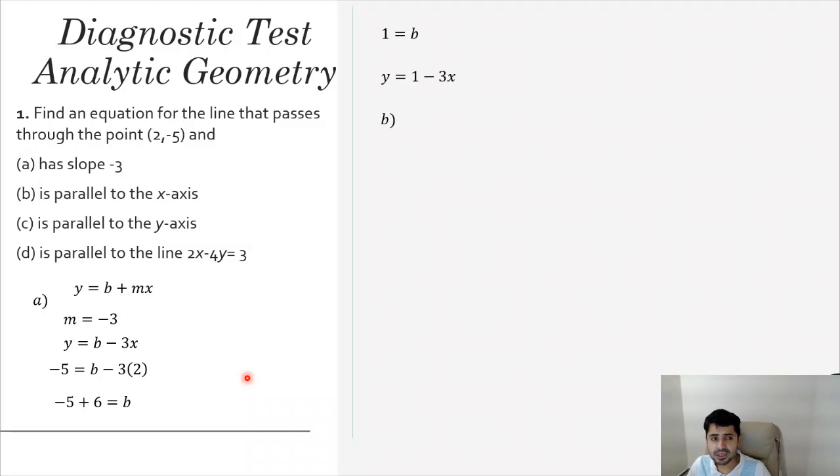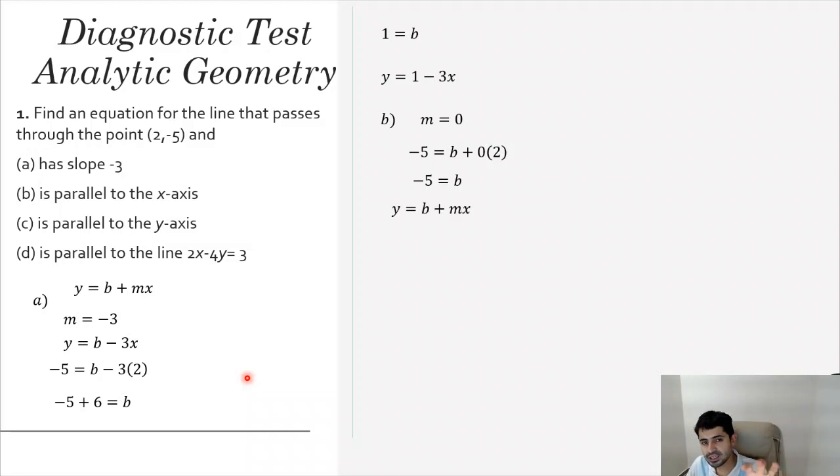B, the line parallel to the x-axis. Automatically, when we have parallel to the x-axis, it means that this equation doesn't have any slope. So we can assume naturally that the slope is equal to 0. Then we can find out the value of b, the intercept with the y-axis. So it should be -5, which is the value of y, equal to b plus 0, which is the slope, times 2. So we end with b equal to -5.